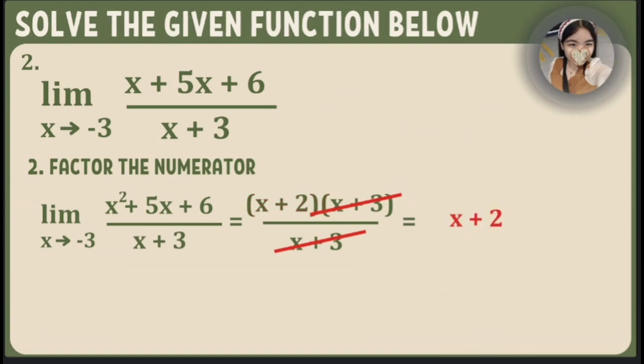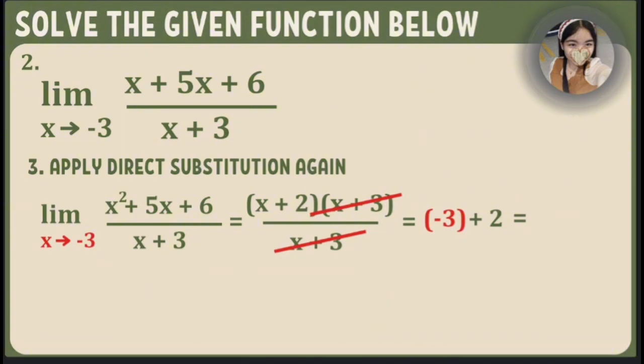This is not our final answer yet. Again, we will apply direct substitution. Negative 3 plus 2 is equal to negative 1.